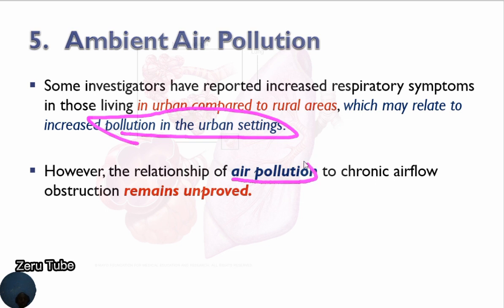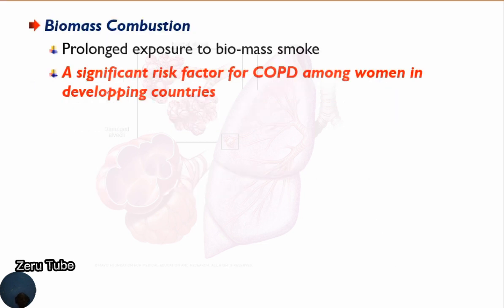However, the relationship of air pollution to chronic airflow obstruction remains unproved. ምንም ያህል risk factor እነዚህ የCOPD patients ከተማ አካባቢ ቢበዙ proof ግን አልተደረገም. Air pollution ከCOPD ጋር relationship አለው የለውም የሚለውን prove ማድረግ ግን አልተቻለም. So the biomass combustion, prolonged exposure to biomass smoke, is a significant risk factor for COPD among women in developing countries. በነዚህ developing countries ውስጥ የሚኖሩ ሰዎች ለ energy ብለው biomass ምን ያደርጋሉ? Compost ያደርጋሉ. Due to that, the patient who has prolonged contact with the biomass can develop COPD in the future. COPD develop a marked chance ይኖራል ተብሎ ይታሰባል.